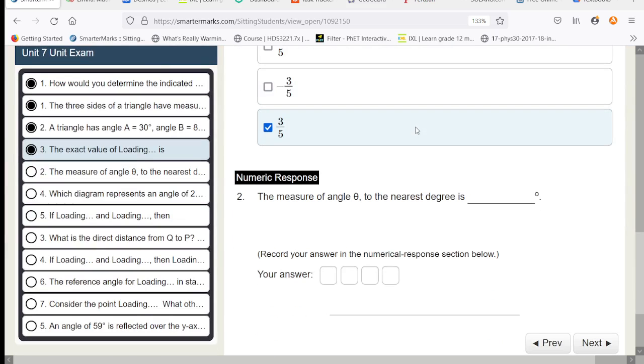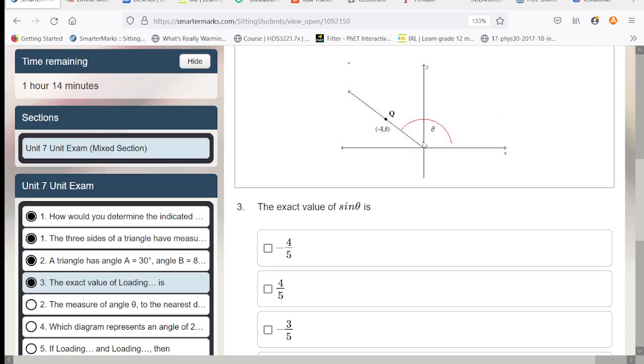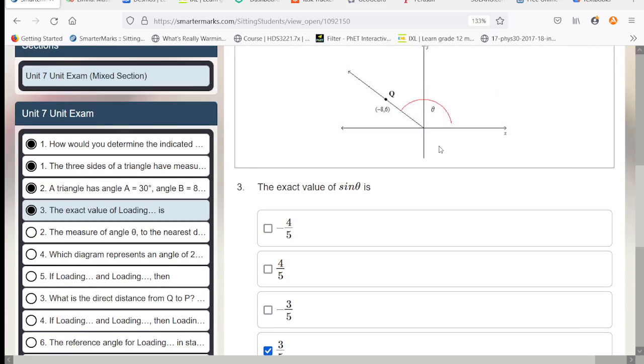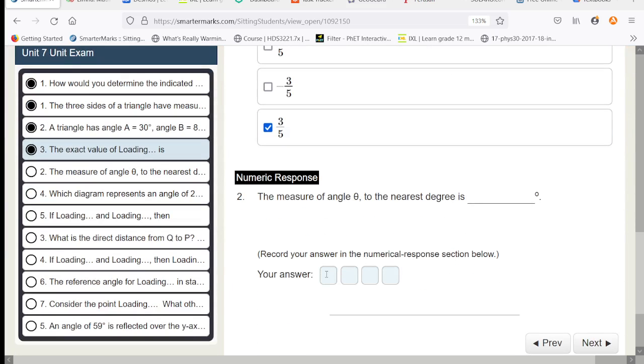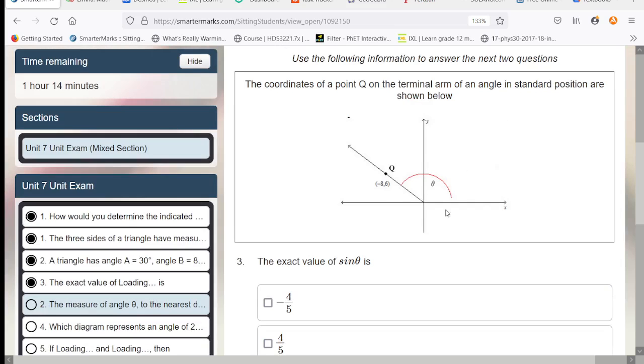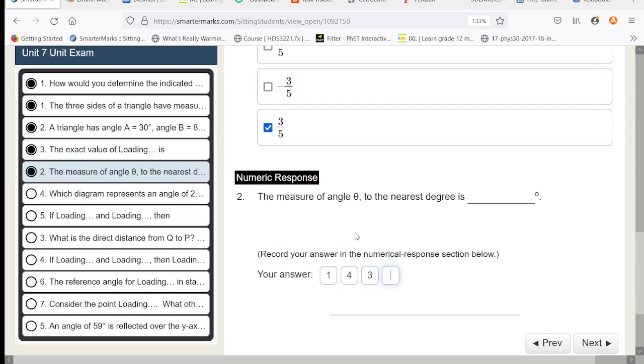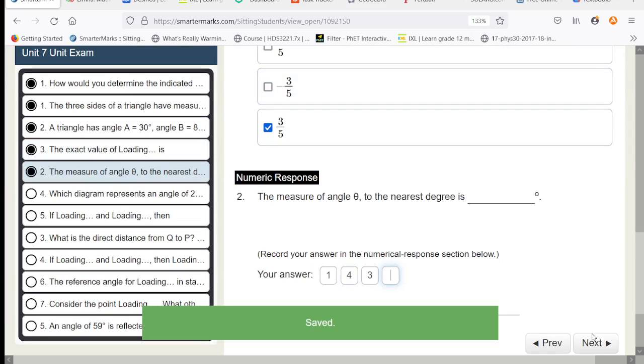The measure of angle theta to the nearest degree would then be the inverse sine of 3 over 5, or 0.6. So to the nearest degree, our calculator is giving us 37. But remember, our calculator only gives us quadrant 1, and we're in quadrant 2. We have to take 180 minus 37 to get to 143.